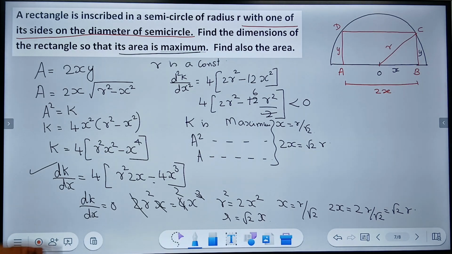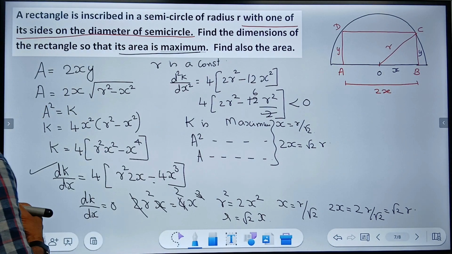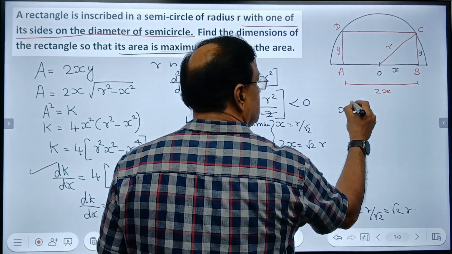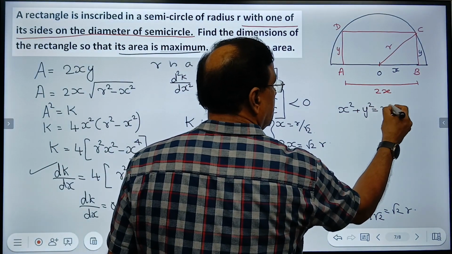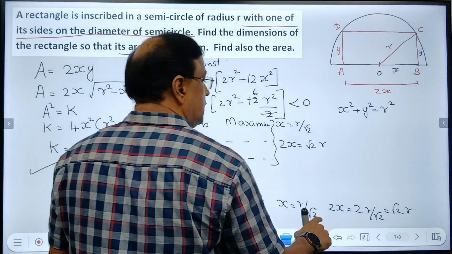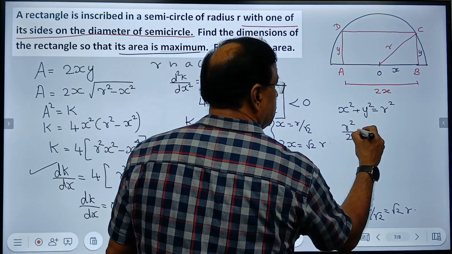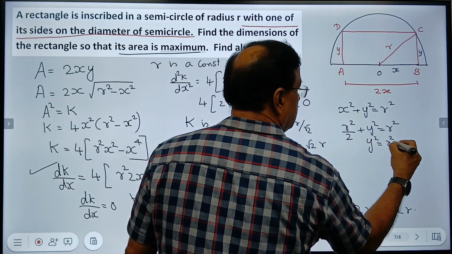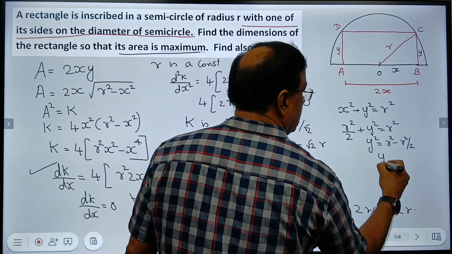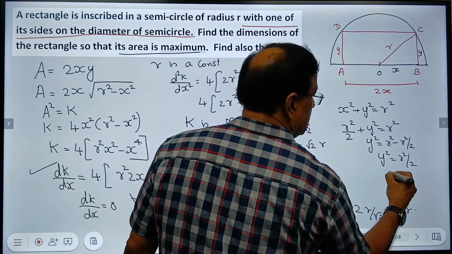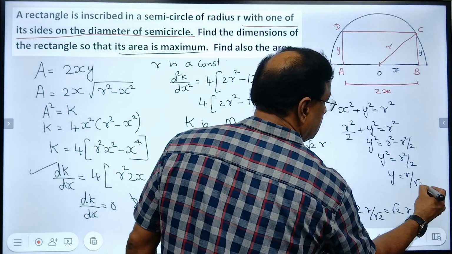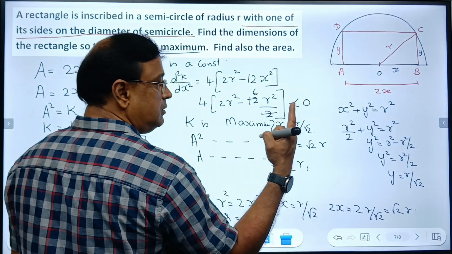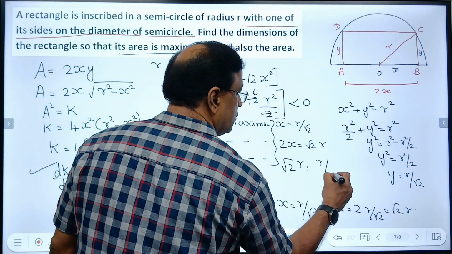Okay. Now I want to find y. How do I find y? You know, x square plus y square equal to r square. Now what is x square? x square is r square by 2. So what is y square equal to? r square minus r square by 2. Therefore y square will be r square by 2. Therefore y will be r by root 2. So what are the dimensions of the rectangle? Root 2r, that is the length, and the breadth will be r by root 2.